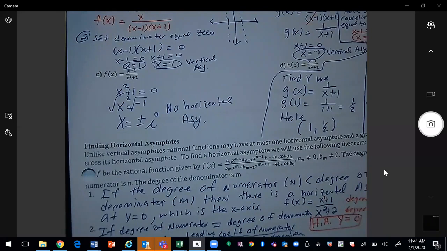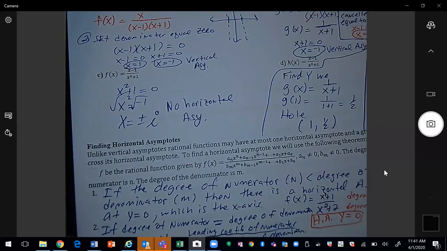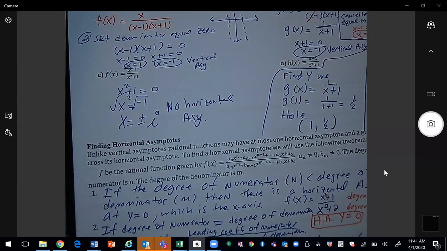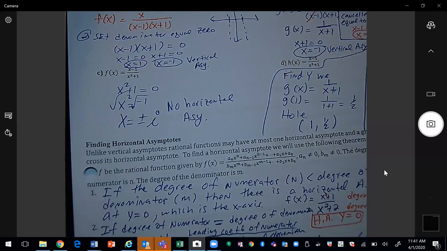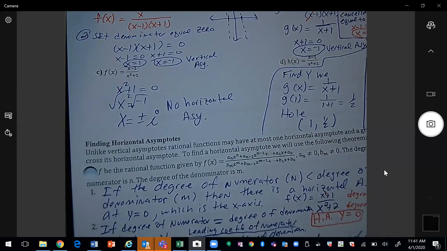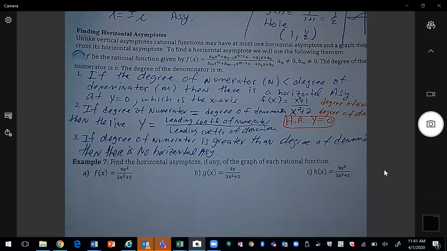The third case is if the degree of the numerator is greater than the degree of the denominator, then what we're going to have is that there is no horizontal asymptote. Okay. So if the degree of the numerator is greater than the degree of the denominator, then there's no horizontal asymptote.